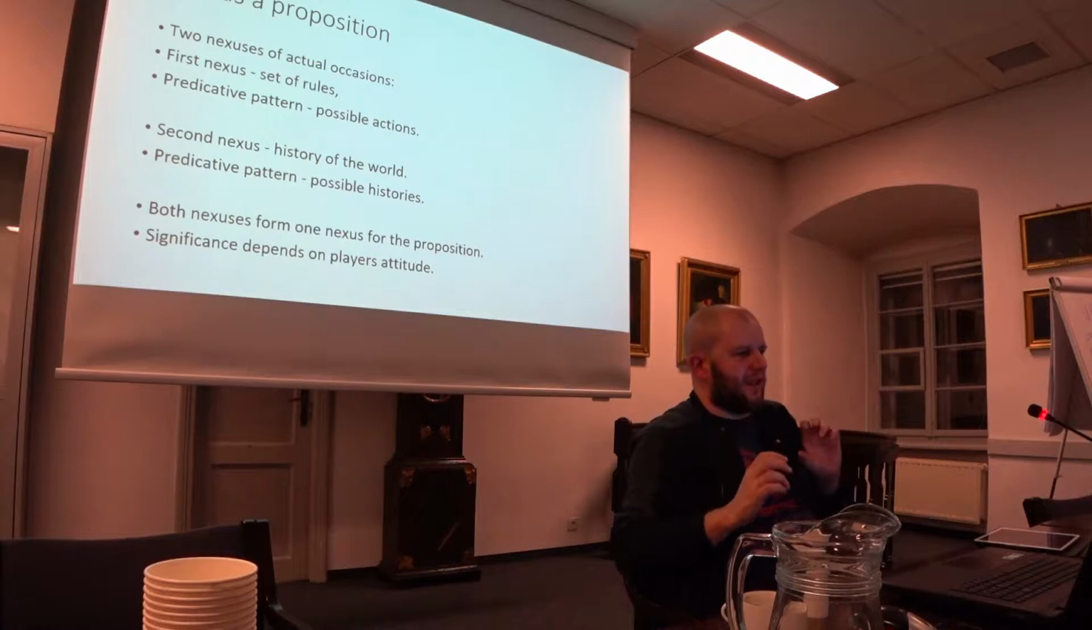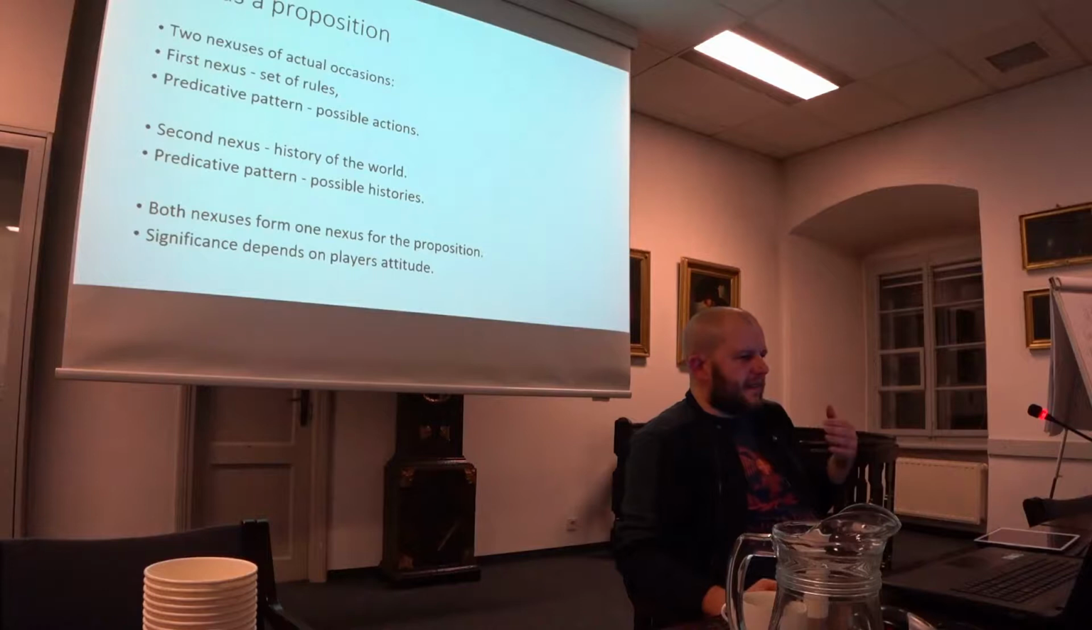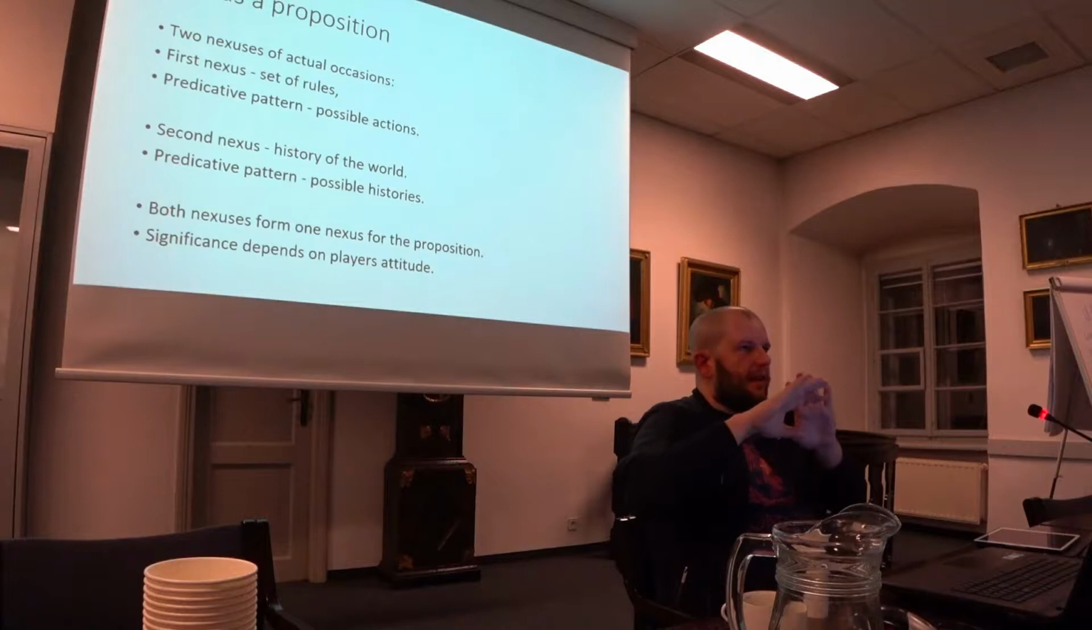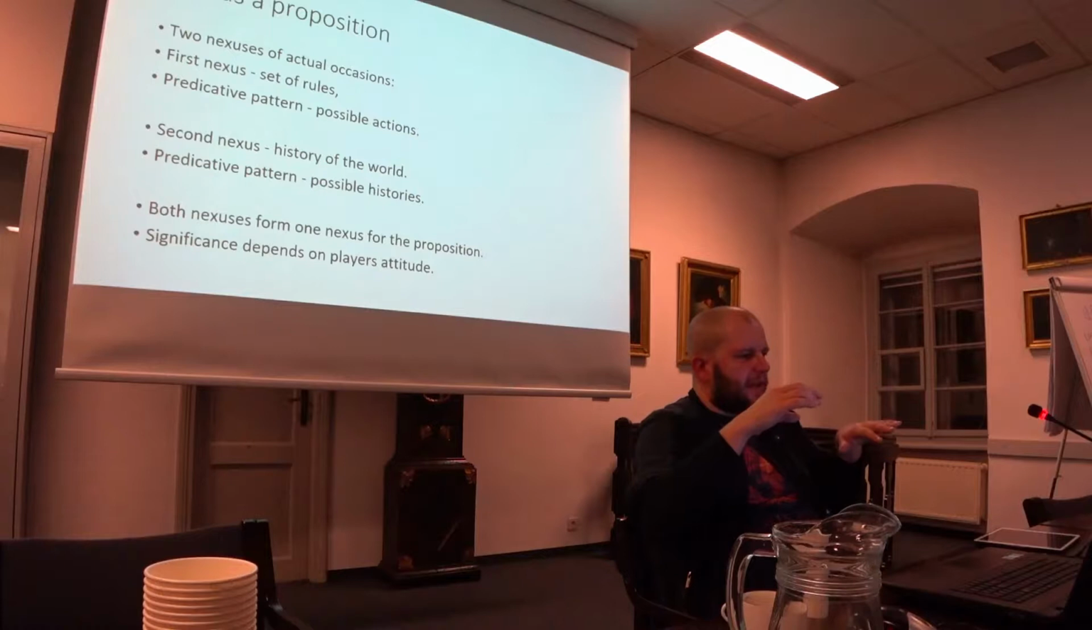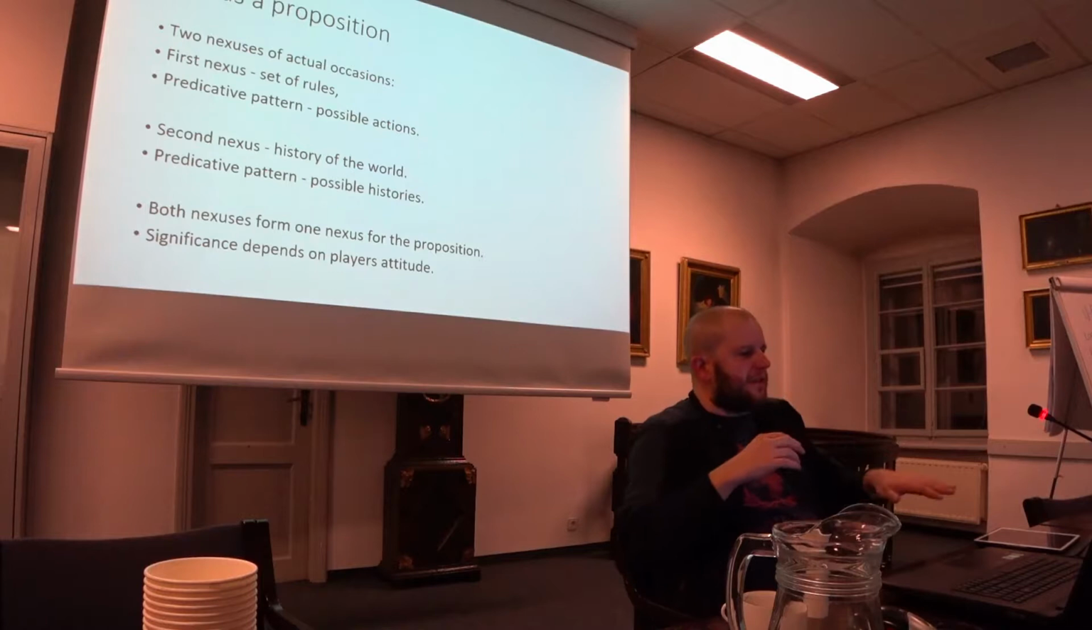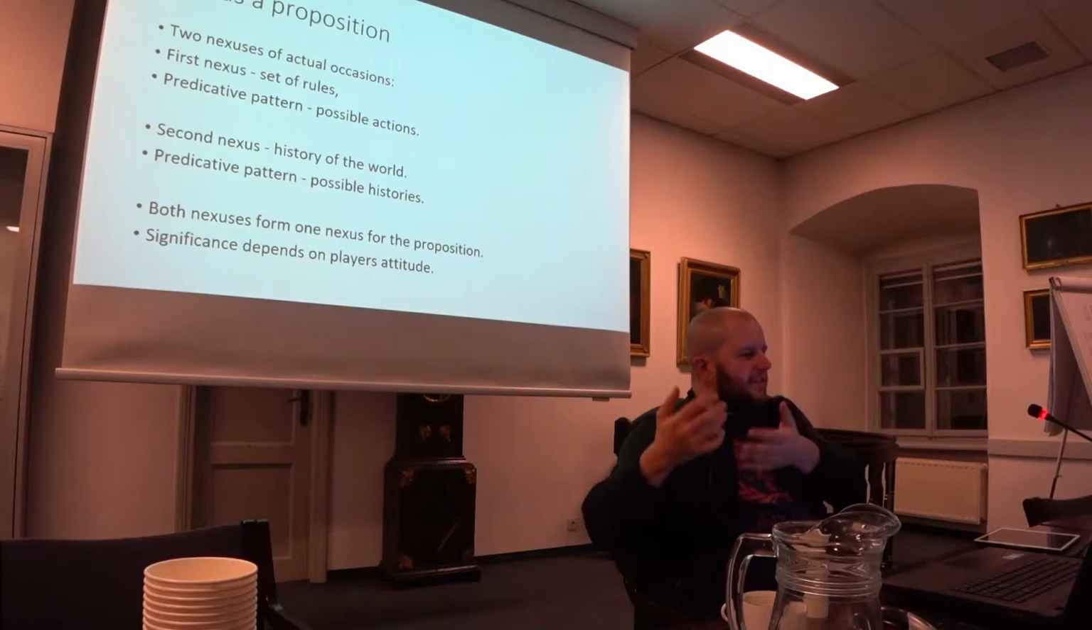The first one is a set of rules, and a predicative pattern. So a predicative pattern is this set of eternal objects, the possibilities that refer to this nexus. So for the nexus of actual occasions called rules of the game, we have a predicative pattern, a set of possibilities, and for the second nexus, the actual history of the world, we have a predicative pattern of eternal objects called possible histories.